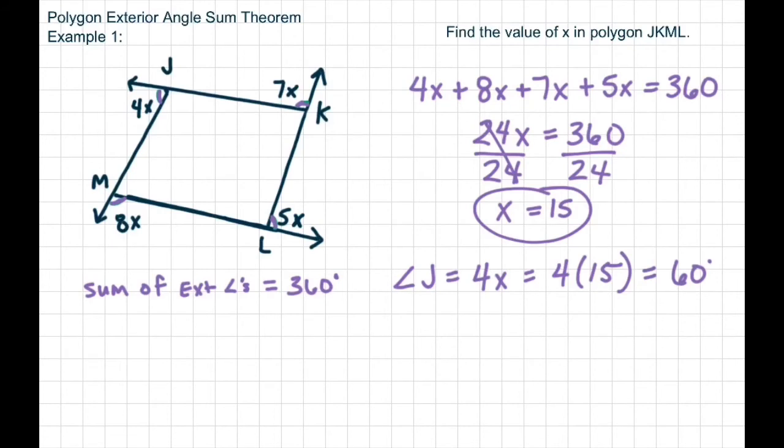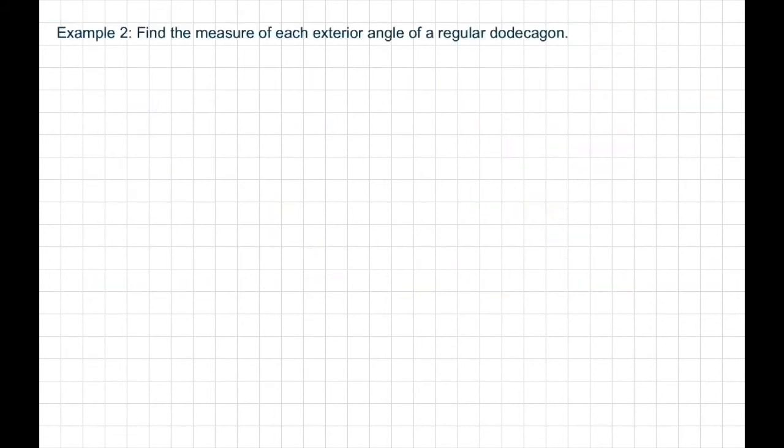So that's one example. For the second example, it says find the measure of each exterior angle of a regular dodecagon. Some background knowledge: I forgot to mention that example 1 is in your book, and it is on page 397. This example is also in your book on page 397.